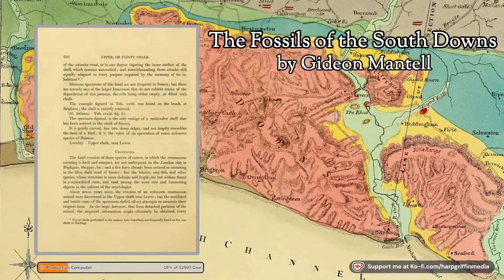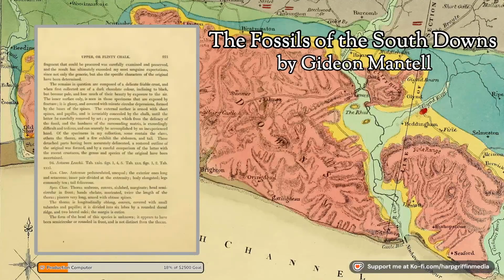About 7 years since, the remains of an unknown crustaceous animal were discovered in the upper chalk near Lewes, but the mutilated and brittle state of the specimens defied all my attempts to ascertain their original form. In the hope, however, that from detached portions of the animal the required information might ultimately be obtained, every fragment that could be procured was carefully examined and preserved, and the result has ultimately exceeded my most sanguine expectations, since not only the generic, but also the specific characters of the original have been determined.